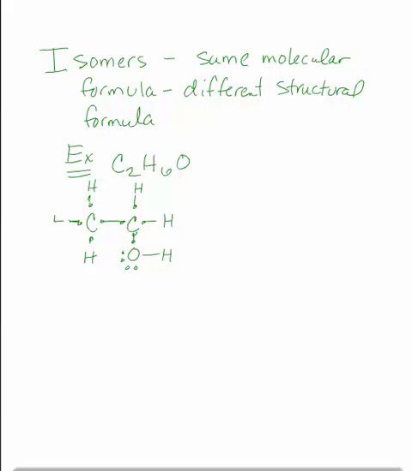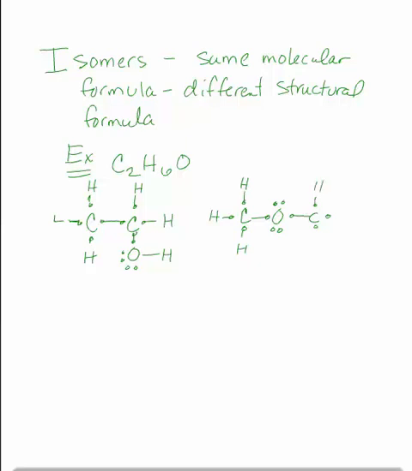A second way of drawing this is to put oxygen in the center and to bond carbons off of each one of the oxygens, and then you have your three other valence on each carbon, so you have places for those 6 hydrogens.